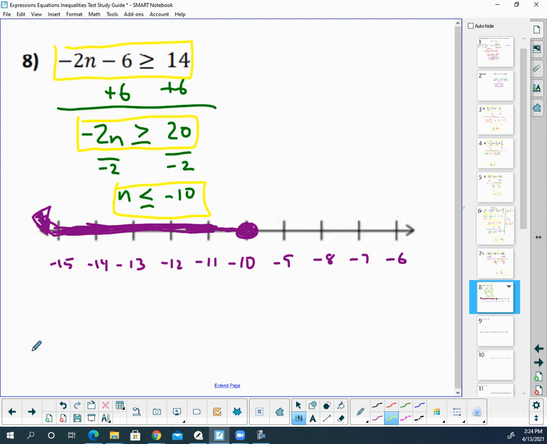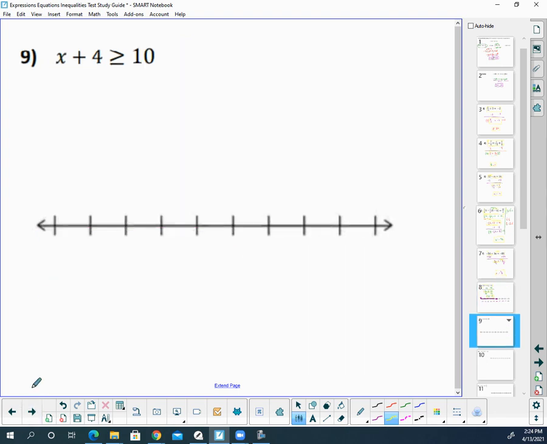All right, moving on to the next one. I think it's another inequality. Yep, x plus 4 is greater than or equal to 10. So I subtract 4 from both sides, and I get x is greater than or equal to 6. So I'm not going to put every number on here. I'm going to put 4. Actually, I should have put 5, but fine. Let's say I made a mistake.